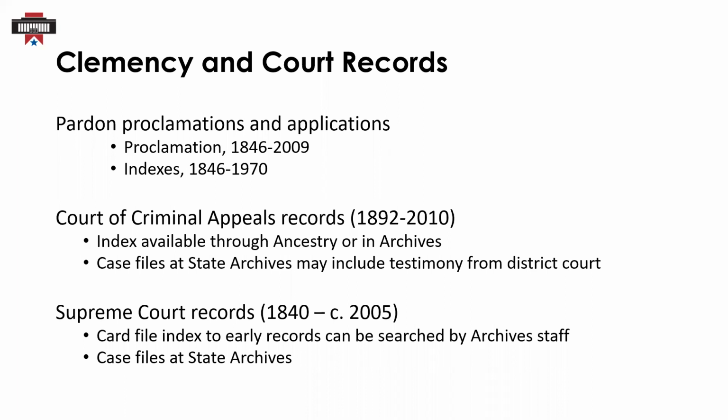These records can provide additional details concerning what the individual was charged with, where they resided, their behavior, their sentence, and dates. If the individual filed an appeal, there may be records in our Court of Criminal Appeals holdings, which cover 1892 to 2010. If the case went to the Supreme Court, we may have those records as well. Our holdings include 1840 to about 2004 or 2005.